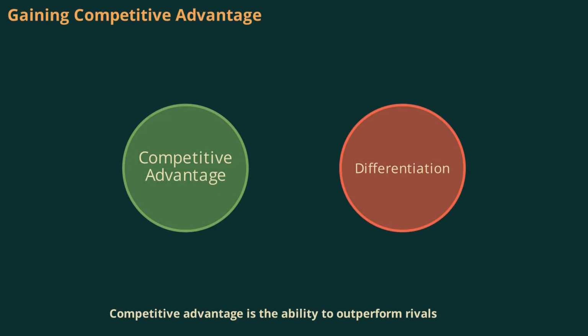Competitive advantage is the ability to outperform rivals by delivering greater value or operating at lower cost. Organizations can achieve this through differentiation, offering unique products or services, or cost leadership, being the lowest cost producer. The key is to focus on what sets your business apart and leverage it for superior performance.